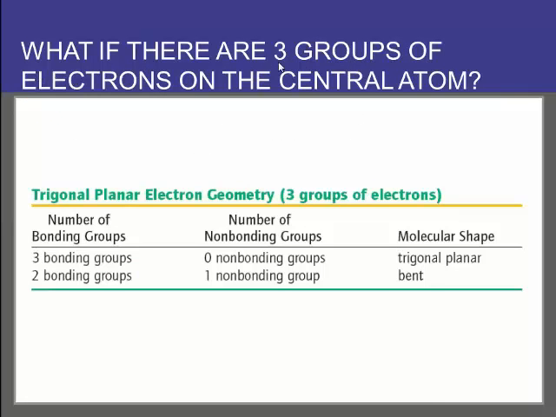Okay, what if we have three groups of electrons on the central atom? Now we have two choices. We could have three bonding groups and zero non-bonding groups, and that of course leads to the trigonal planar molecular shape, just like the electronic shape. This is trigonal planar electron geometry. Or we could have two bonding groups and one non-bonding group, so one lone pair. And that would lead to a bent molecular shape.